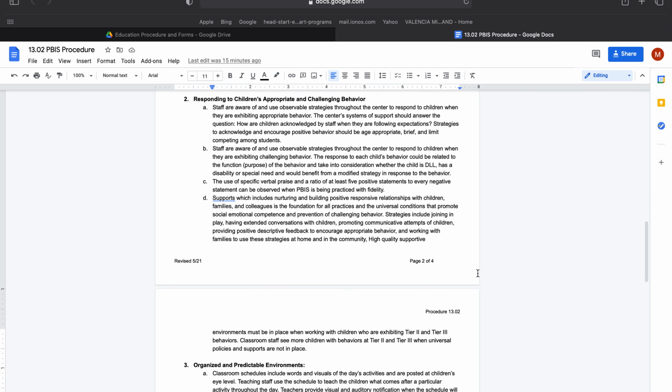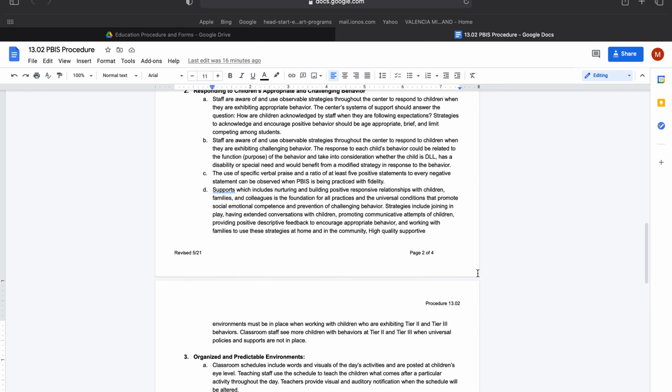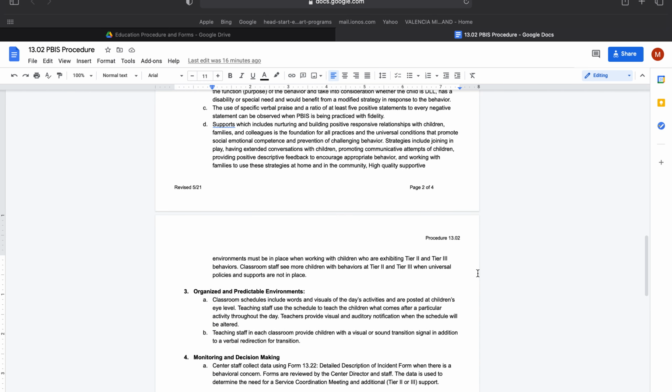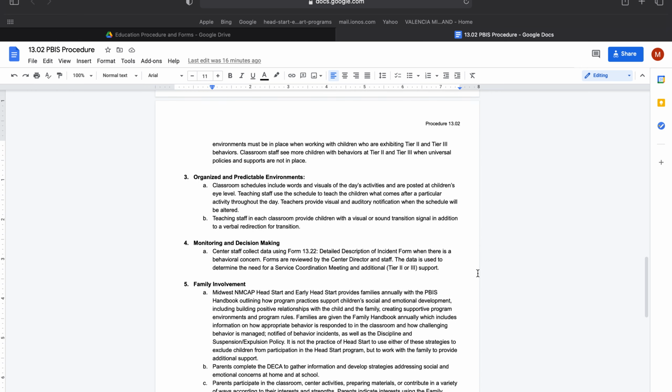For number 2, we have a plan for responding to children's appropriate and challenging behavior. So what is it that we do first to recognize when children exhibit appropriate behavior, so that we're making sure to call out kids whenever they do something really awesome, and to acknowledge them and encourage them whenever they engage in behavior that we want to see. Also, how we respond to those challenging behaviors.